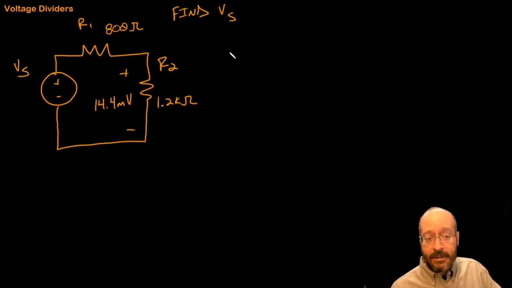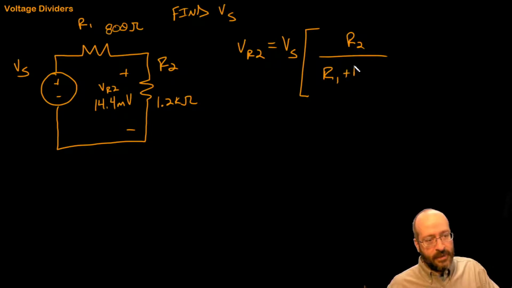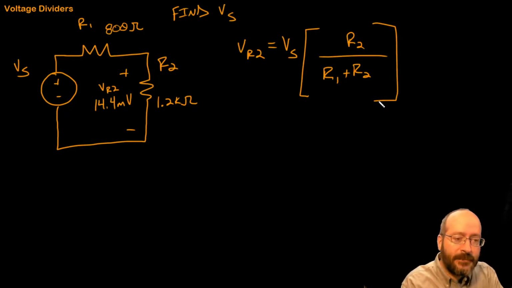I'm going to write it out symbolically to begin with, because really what we're getting is one equation with one unknown, and then we just have to solve it in any way that is necessary. So it's not Vs equals, I almost fell for it. It's VR2, the voltage across R2 is equal to Vs, and Vs gets divided across, well, we have the voltage across R2, so that's going to be in the numerator, and then that voltage is divided across R1 and R2. Okay, so that's our canonical form of the voltage divider.